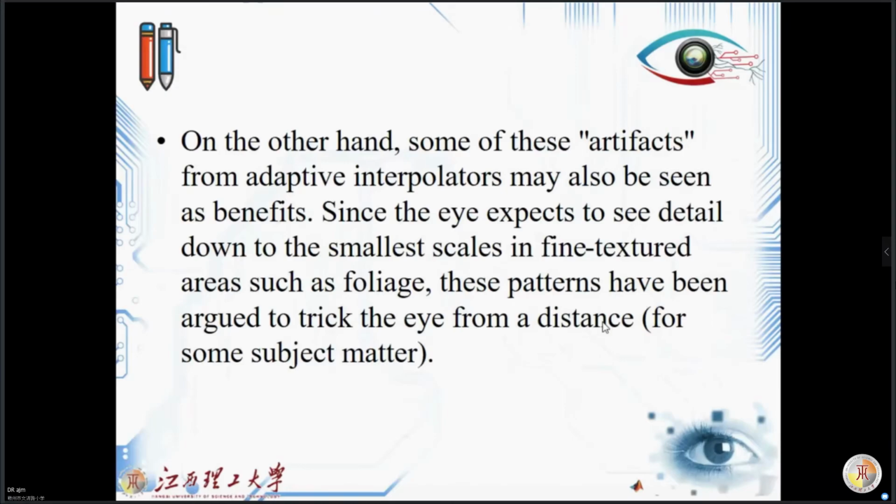But on the other hand, some of these artifacts from adaptive interpolation may also be seen as benefits, since the eye expects to see details down to small scales in fine texture areas, and these patterns have been argued to trick the eye about distance. Some of these artifacts can help you see deep inside the image.